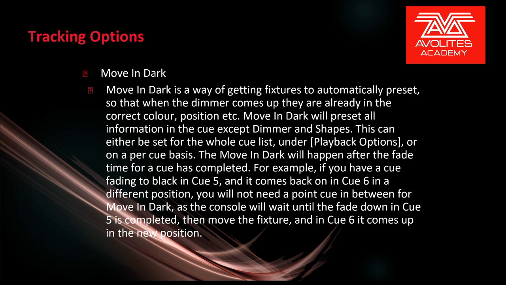For example, if you have a queue fading to black in Q5 that comes back on in Q6 in a different position, you will not need a point queue in between for the moving dark, as the console will wait until the fade down in Q5 is completed, then move the fixture, and Q6 comes up in the new position.